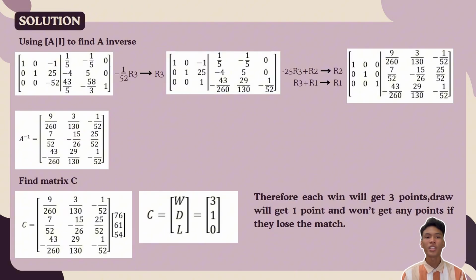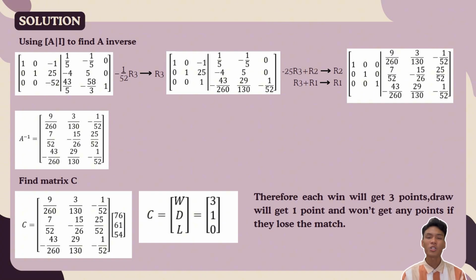So what we need to do is multiply negative 1 over 52 with row 3 and replace it as the new row 3, so that we will have the third entry for the third row as 1. And then we apply another ERO, which is negative 25 multiplied with row 3 plus row 2 to replace row 2, and row 3 plus row 1 to replace row 1. Now we have a new matrix, which is the last matrix that achieves the RREF, and the right side is the A inverse matrix.